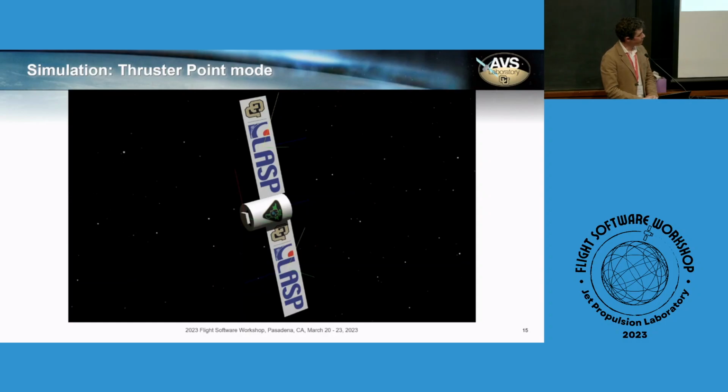Because I've spoken enough, now it's time for cool simulations. So this is a simulation rendered through Wizard, the cool visualization tool that I was talking about in the beginning. This is a simulation of what we call thruster point mode. So the driving requirement is what I was just discussing during this presentation. We have a thruster that is firing, and we want it to be aligned with a certain inertial direction. Also, we want the solar arrays to point at the sun.